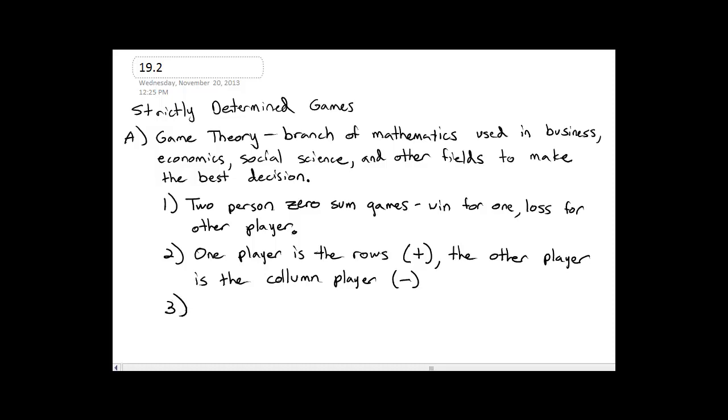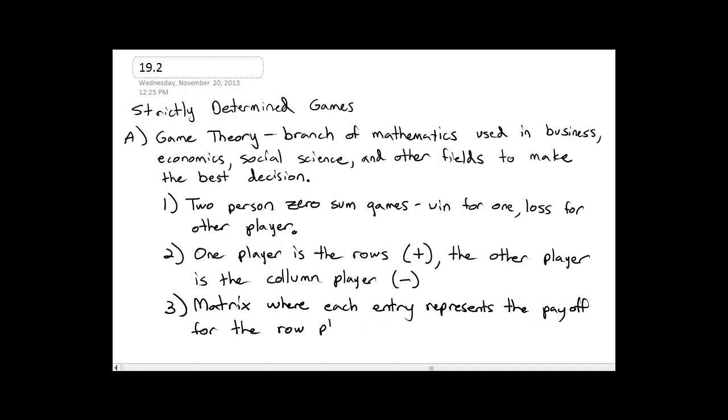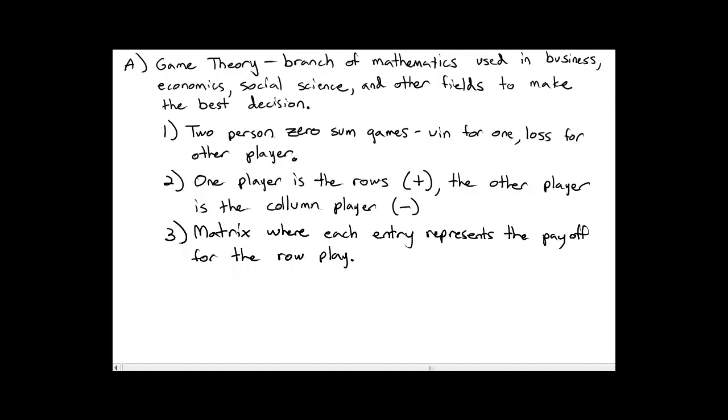And so we represent the game with a matrix where each entry represents the payoff, the benefit, for the row player. So a negative entry then would be no payoff or a loss. That would be bad for the row player, good for the column player. So let's take a look at what I mean here with an example game. Let's have a very simple game.